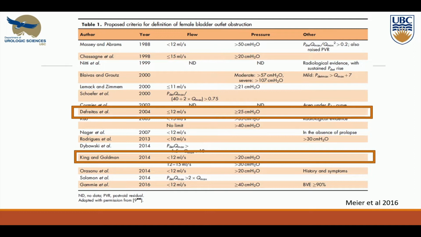One of the most common definitions though is probably this one by DeFreitas: a urinary flow rate of less than 12 milliliters per second, corresponding to a detrusor pressure greater than 25 centimeters water. That's been one of the more standard definitions, but as you can see, there are a very large number of different definitions for this condition.